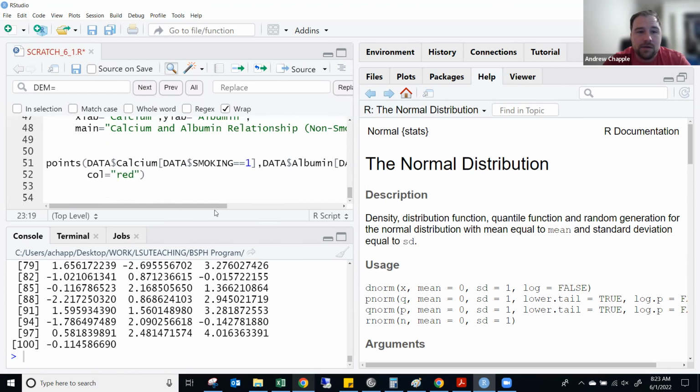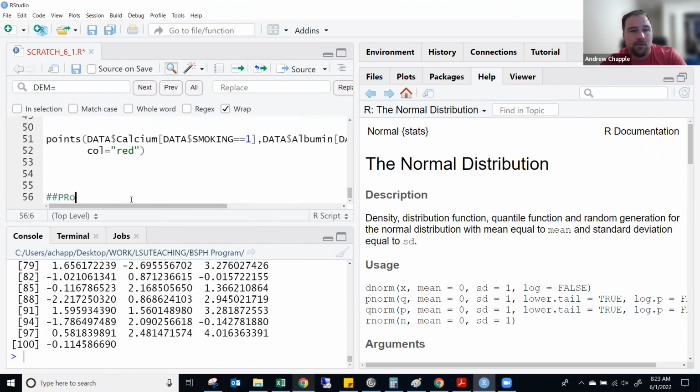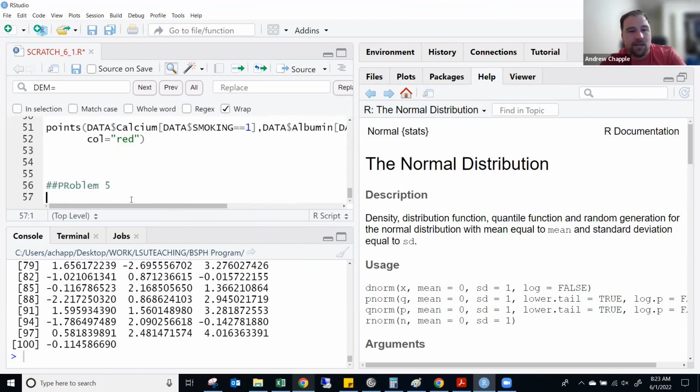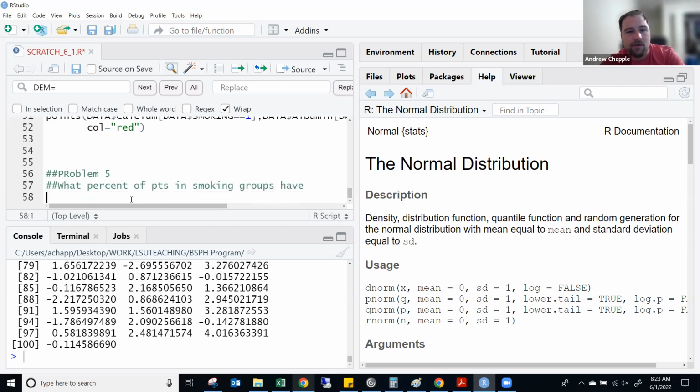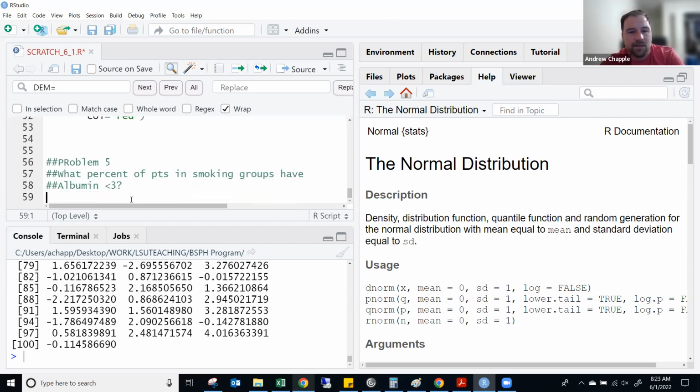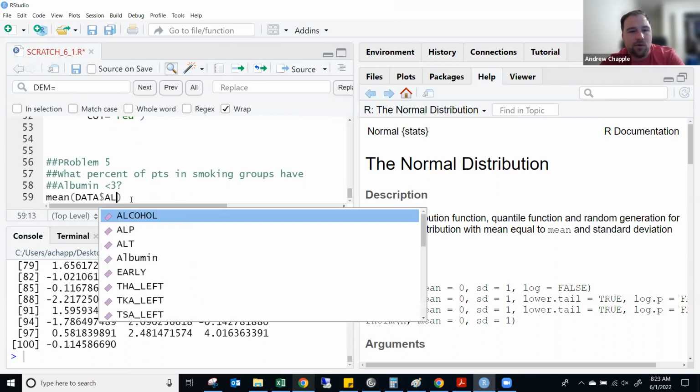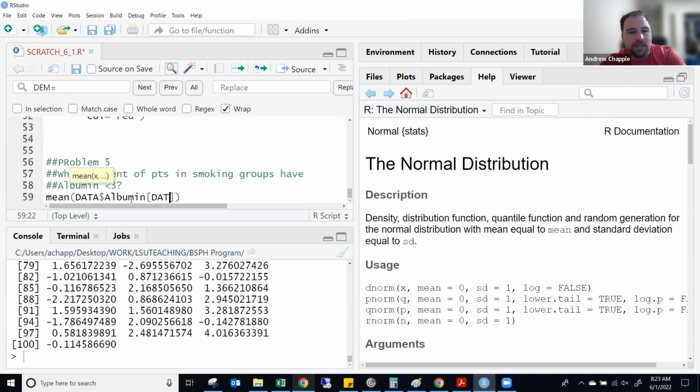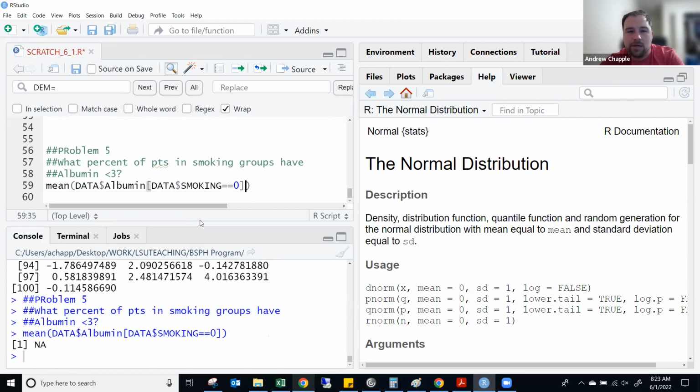So I can use albumin. This would be problem 5. As an example, I could say, okay, what percent of patients in smoking groups have albumin below 3? I can just say mean data albumin, and I want data smoking equals 0. I need to do na.rm equals true. Why? Because you'll see I get an NA here. That's just because I have some missing values.